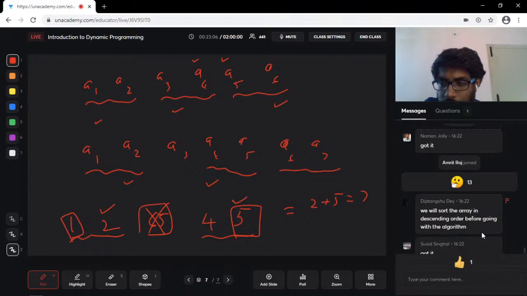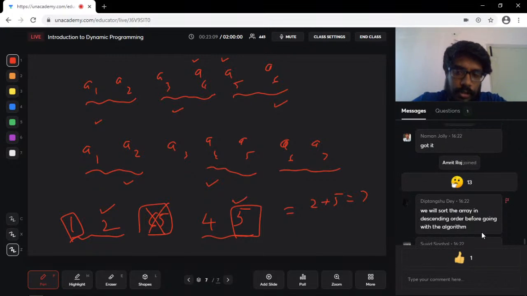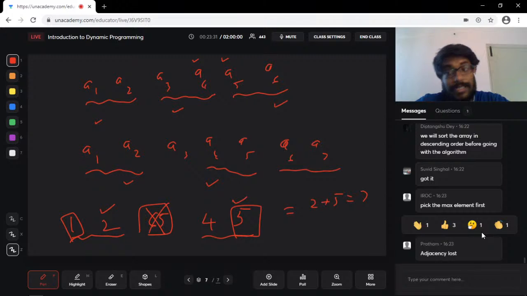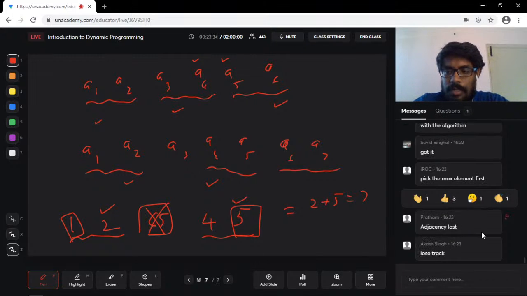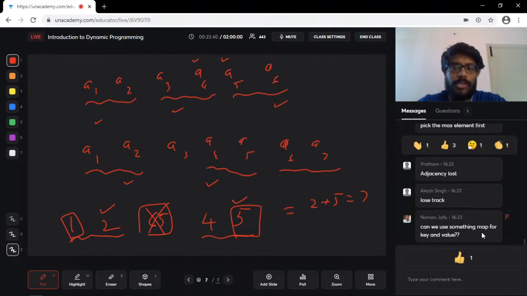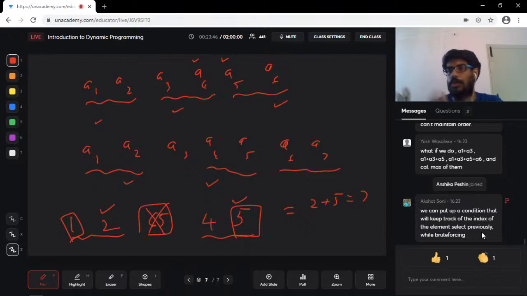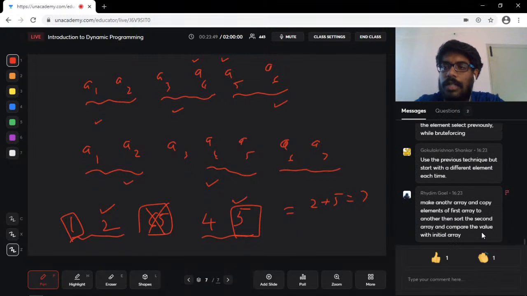Okay, so Diptangshu is proposing that we sort the array in descending order and then do something similar. But let me reiterate: you can never sort this array, because you lose track of which the adjacent elements were. Adjacency is lost, exactly as Pratham says. So sorting will mostly never work. You could do something similar to sorting, but you have to keep the original array. Maybe create a new array, sort it, do something with it, but at the least you should definitely have the original array.